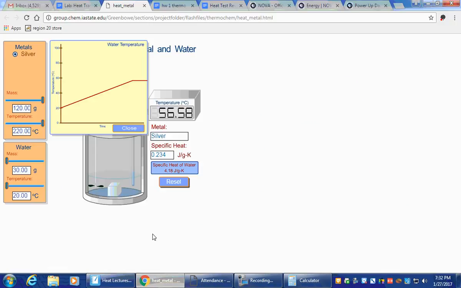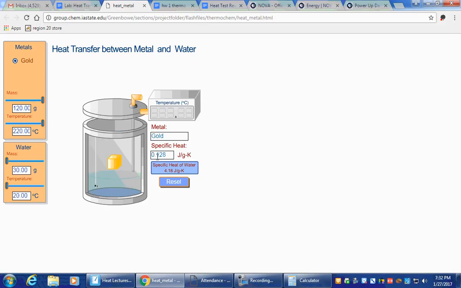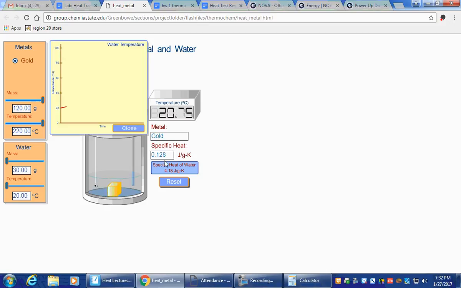Let me go ahead and just run the other experiments real quickly. So the next one was water and gold. So let's use gold real quick, and everything's going to be the exact same types of manipulatives. The manipulated variables are going to be the same. All right, here we go. Except the specific heat of gold is 0.128. Water is going to have the same specific heat. Look at the rate of change here.